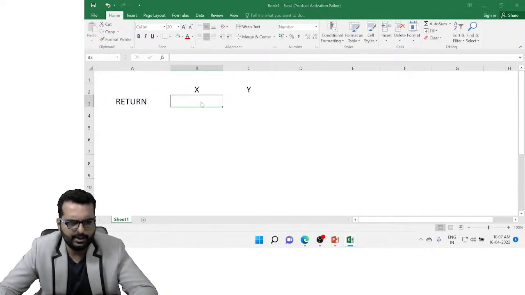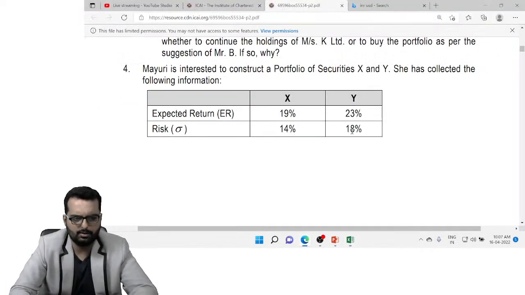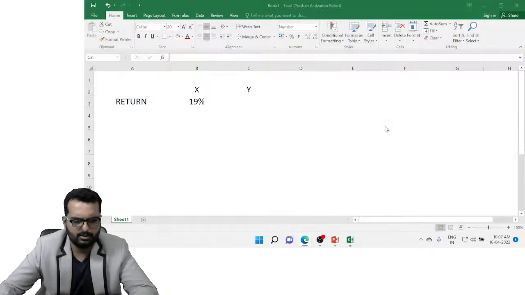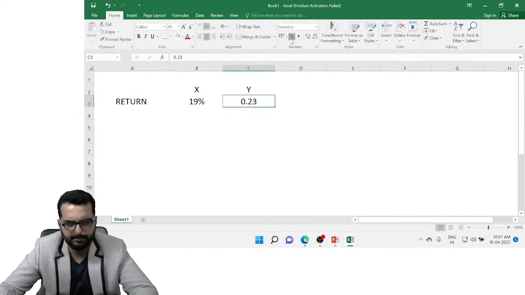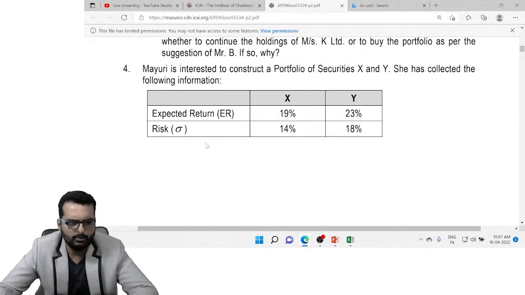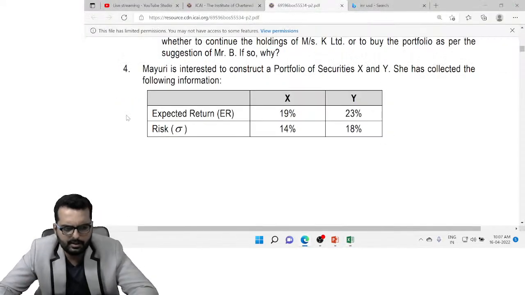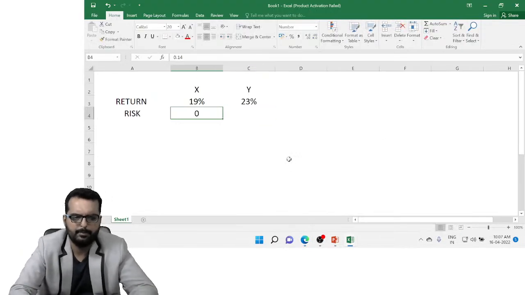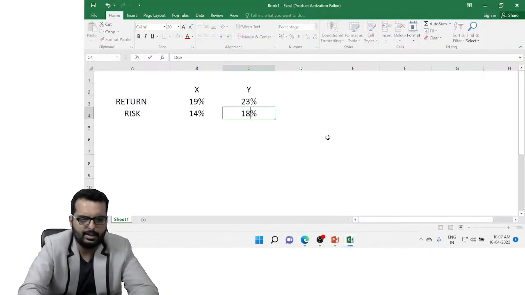You have return for X and you have return for Y, that is 19% is the return of X. And what's the return of Y? 23% is the return of Y. Right? Down they have given the risk data also. I'll just copy down the risk data over here. 14%. And here it is 18%.